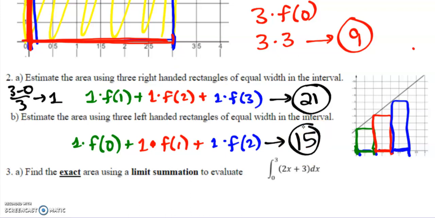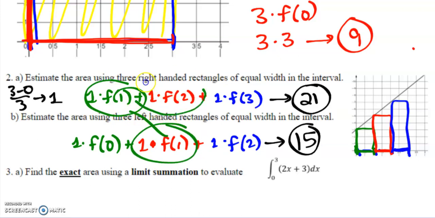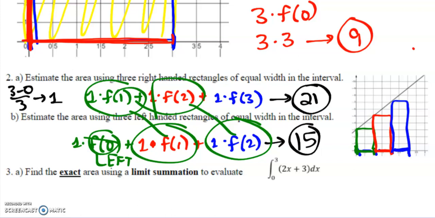Now, in thinking about that, you should notice that this green rectangle is the same as this red rectangle. And this red rectangle is the same as this blue rectangle. And it's only our left endpoint that we add on here, while it's our right endpoint we add on here.